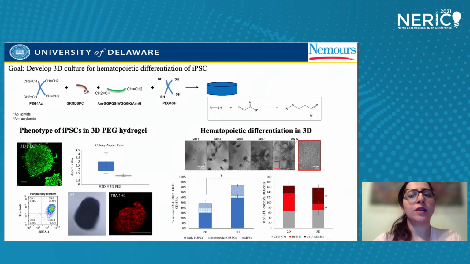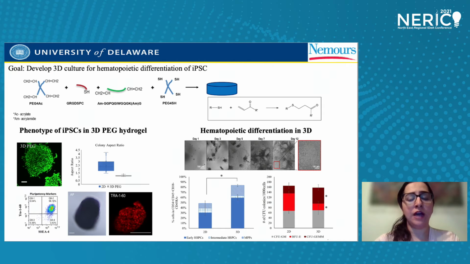The first goal of the study was to develop a culture system to provide cell-to-cell and cell-to-matrix interaction during hematopoietic differentiation of iPSC, which is not possible to study in 2D culture systems. The 3D hydrogel in the study used a PEG backbone decorated with an integrin-binding and an enzymatically degradable peptide. The PEG hydrogel supported viability and pluripotency, as shown in the figure on the left, with the 3D colonies being more spheroidal in shape than 2D cultures, determined by aspect ratio calculations.